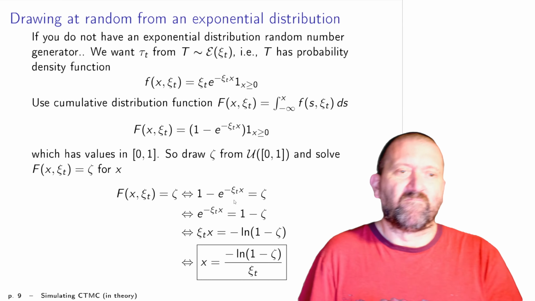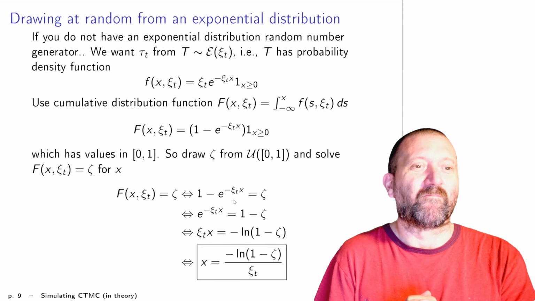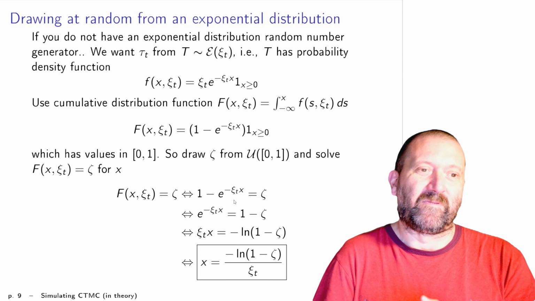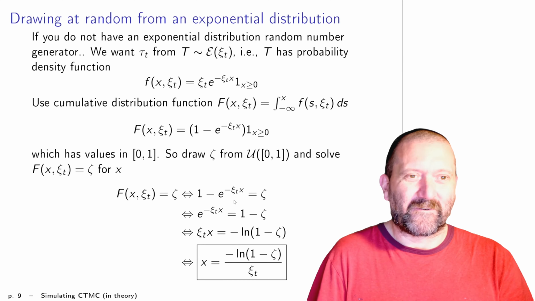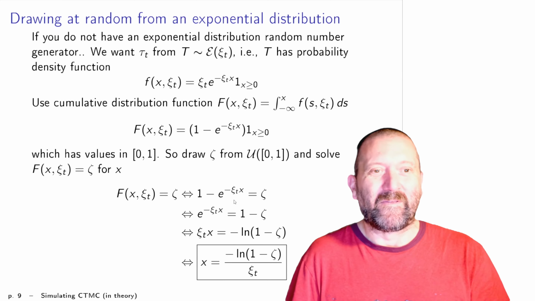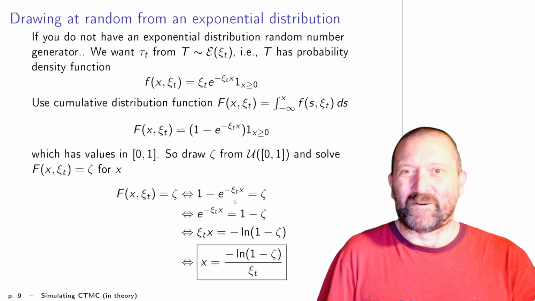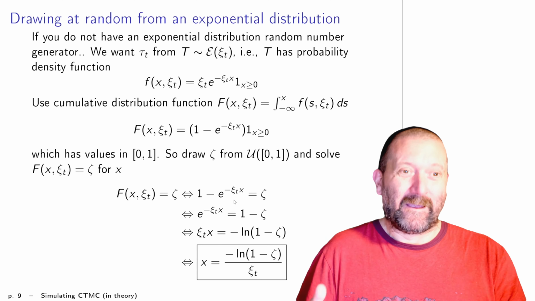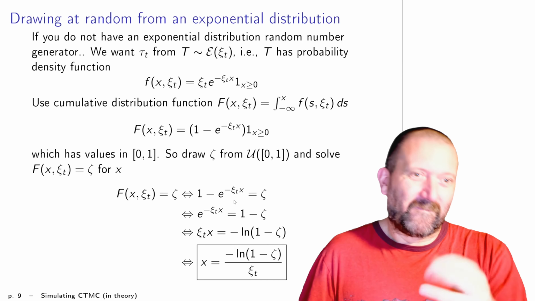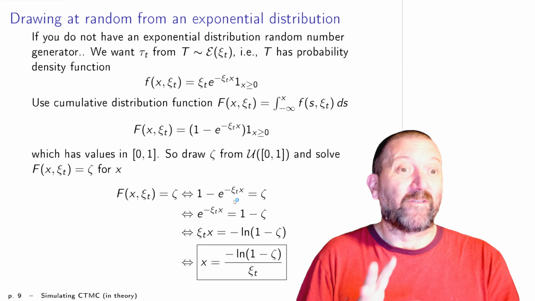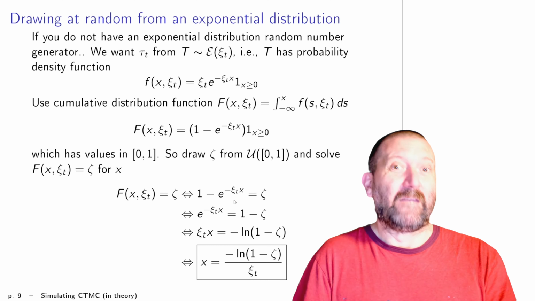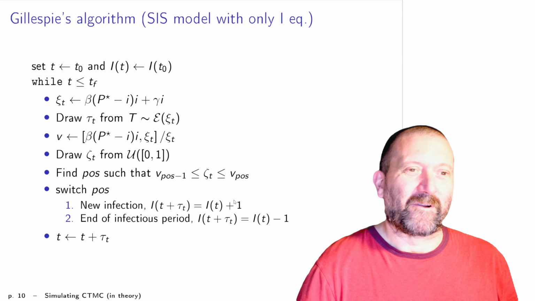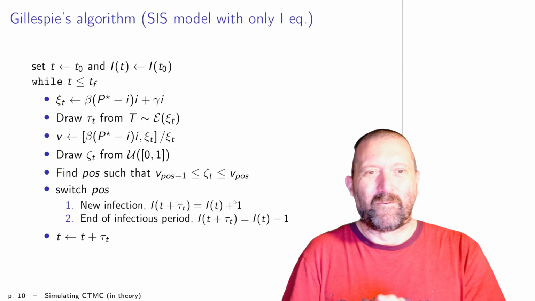Just a very quick remark, this is essentially not relevant in R, but I'll make it. Sometimes you will use some code that doesn't have an exponential number generator, so this is more for people who would want to implement this in old style C, for example. In that case, you can only draw at random uniformly, and what this is showing you is how to transform a uniformly distributed number into an exponentially distributed number. So let's forget about this for a moment, but just to explain where this is coming from.